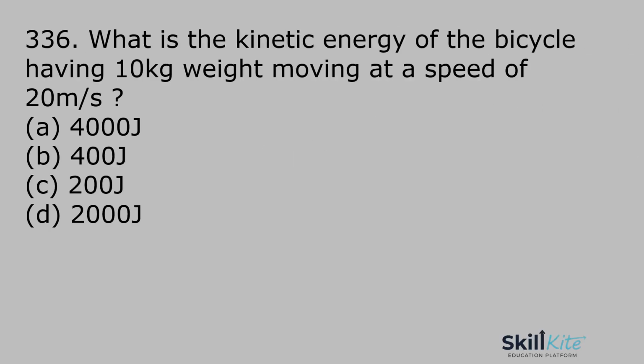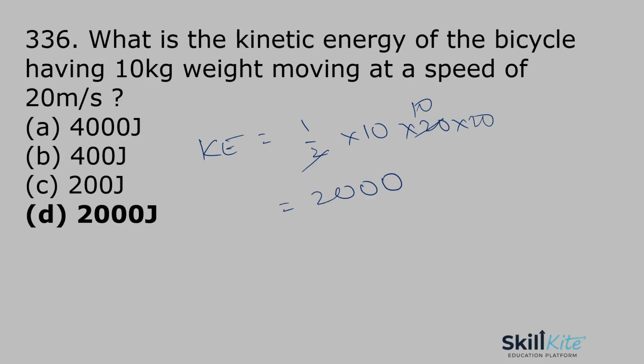What is the kinetic energy of a bicycle having mass 10 kg, moving at a speed of 20 meter per second? So kinetic energy, half into 10 into 20 into 20, that is equals to 2000. Option D. Okay, 2000.